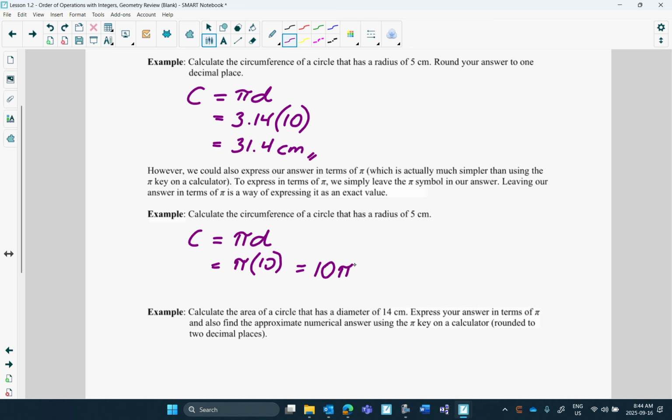Okay? And we're going to use terms of pi, it's called, in future years of math, because it's more exact to work with. So we would just do that, 10 pi centimeters, and stop. So if you're asked to express your answer in terms of pi, leave it there. If you're asked to round it, that means you're going to use a calculator and actually do 10 times 3.14, or 10 times the pi key, and round it to whatever you're asked to. Okay?